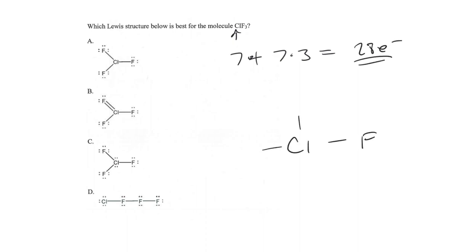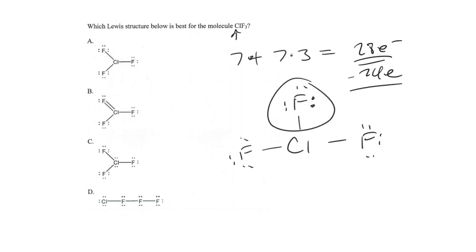Which is valid for ClF3. So ClF3, I think this is probably easiest done with the approach of 7 for chlorine, 7 times 3 for the fluorines, 28 valence electrons. So I take chlorine, single bond my fluorines to it. I don't automatically give chlorine an octet. I just start with the fluorines, give them an octet. That's 24 electrons total. There's 4 electrons left over. They go onto the chlorine.